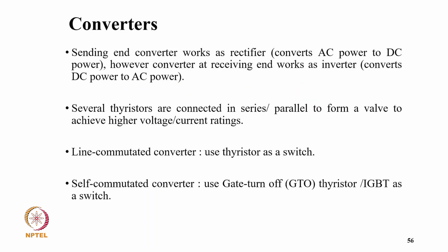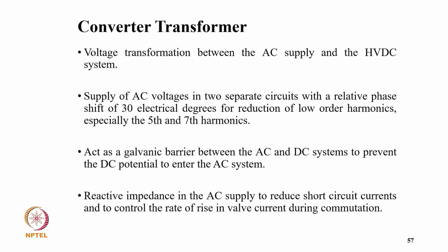The converters: the sending end converter works as a rectifier, converting AC to DC power. However, the converter at the receiving end works as an inverter, converting DC power to AC power. Several thyristors are connected in series and parallel to form a valve to achieve high voltage and current rating. A line commutated converter uses a thyristor as a switch, and a self commutated converter uses a gate turn-off thyristor or IGBT as a switch.